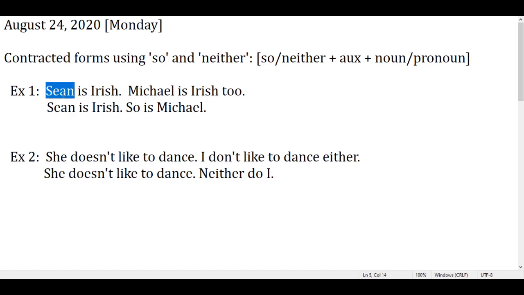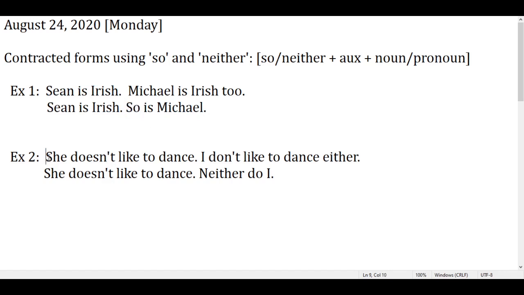Sean is Irish. By the way, this is Sean. Sean is Irish. He belongs to Ireland. Michael is Irish too. Now look how boring it sounds, is it not? Sean is Irish, Michael is Irish. So you can say Sean is Irish, so is Michael. Why did I use so over here? Because Michael also is Irish. That's why I have used so. I'm sure you are getting the hang of it now.